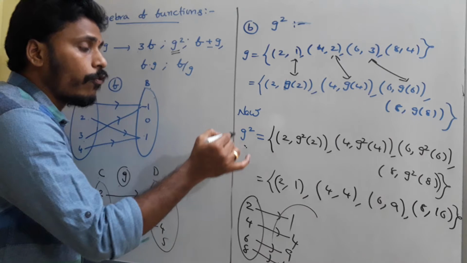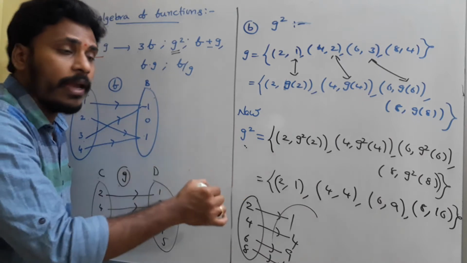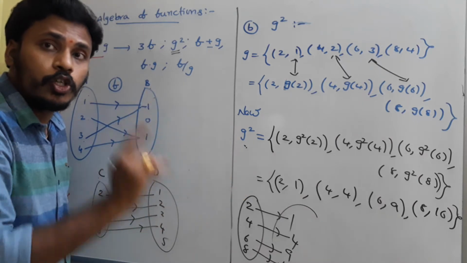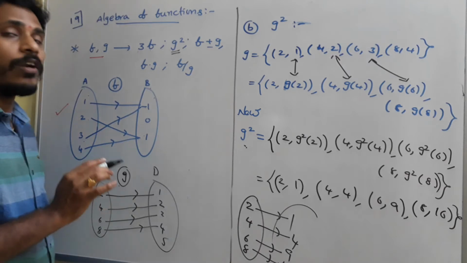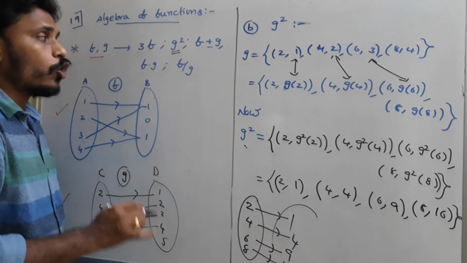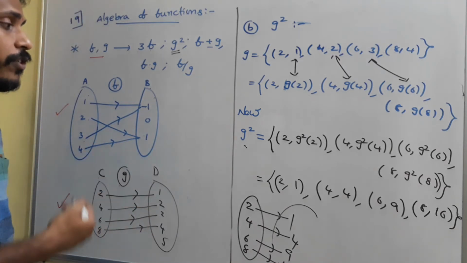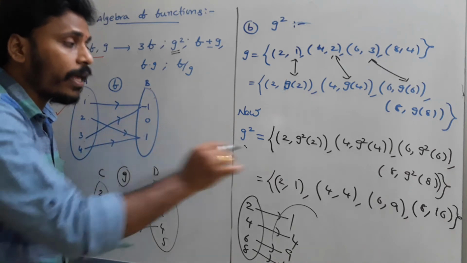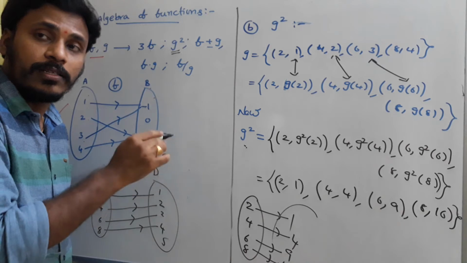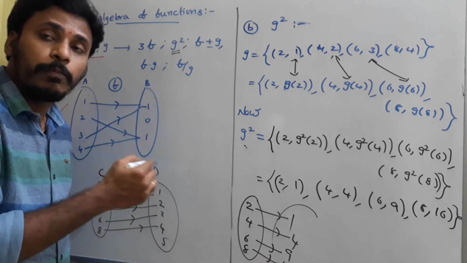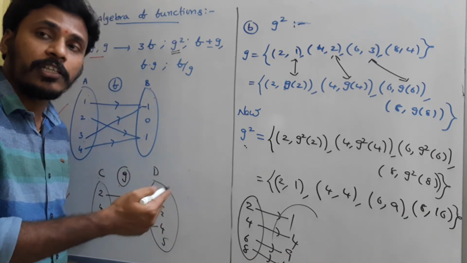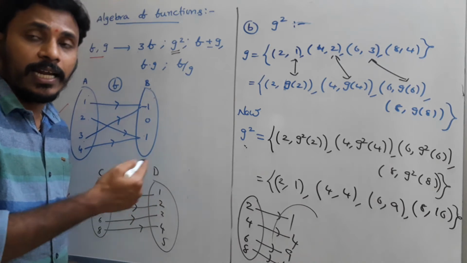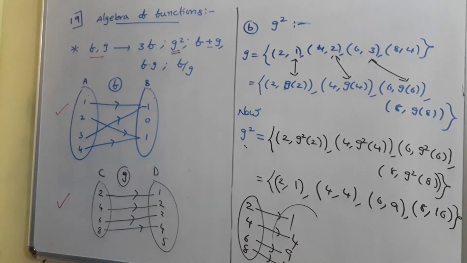The first set, the domain for g square, is for sure the domain of g. That's what we need to identify. So the domain won't change for 3f, g square, and these types of functions. The codomain may be different. Applying an operation like 3f or g square simply means applying that constant multiplication or square to the second elements of the ordered pairs. Just have a look.